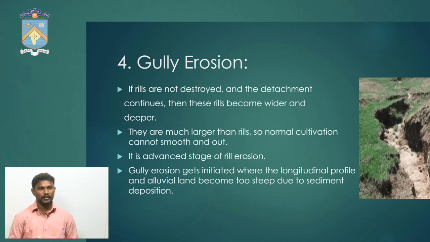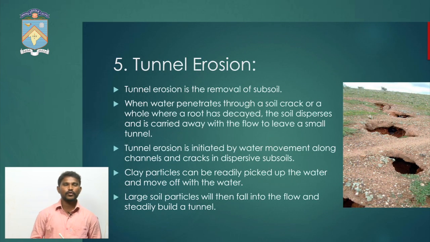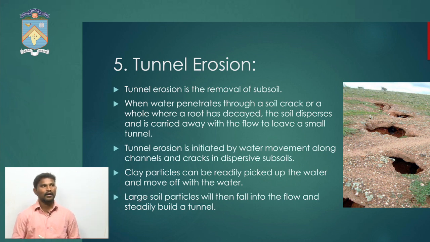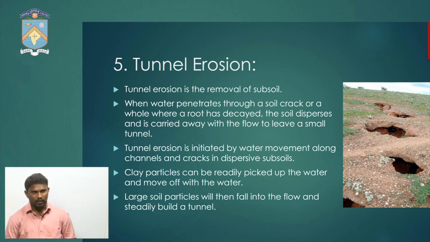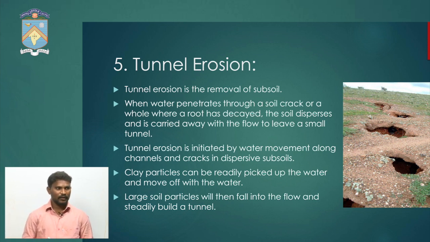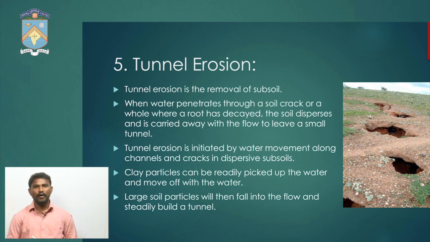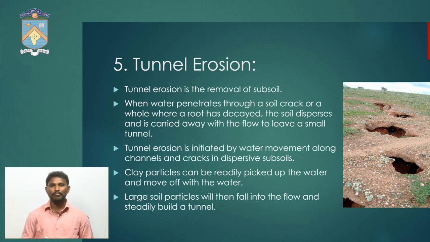Next form of erosion is tunnel erosion. Tunnel erosion is the removal of subsoil. Here in this case the subsoil is removed because of the water action, right. When the water penetrates through soil cracks or a hole in the soil where a root has decayed, the soil disperses and is carried away with the flow to leave a small tunnel. Tunnel erosion is initiated by movement along channels and cracks in dispersive subsoils. Large soil particles will then fall into the flow and steadily build a tunnel.